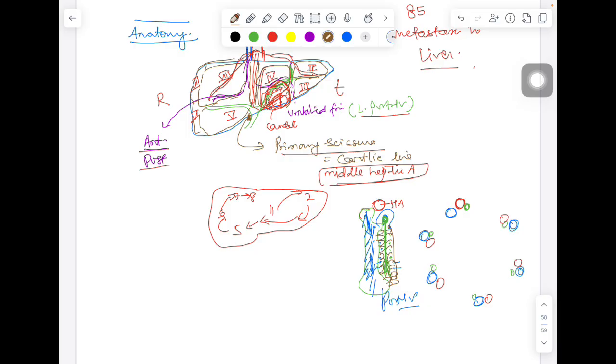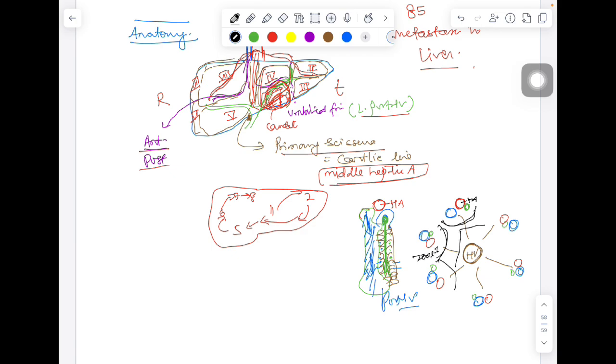Then there will be one hepatic vein. So all these drain to the hepatic vein. So these triad. Now why is this important? Because oxygenated blood is only present in the hepatic artery. So the oxygen level is maximum near this triad. Okay, this is zone 1.